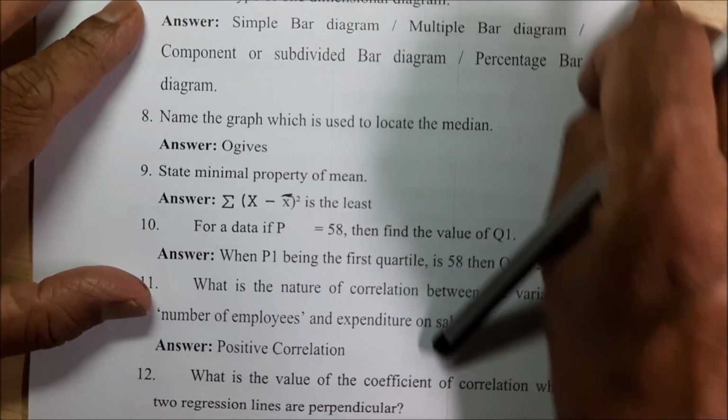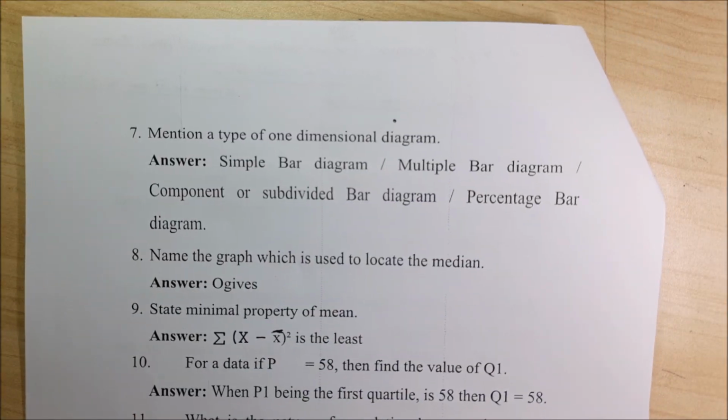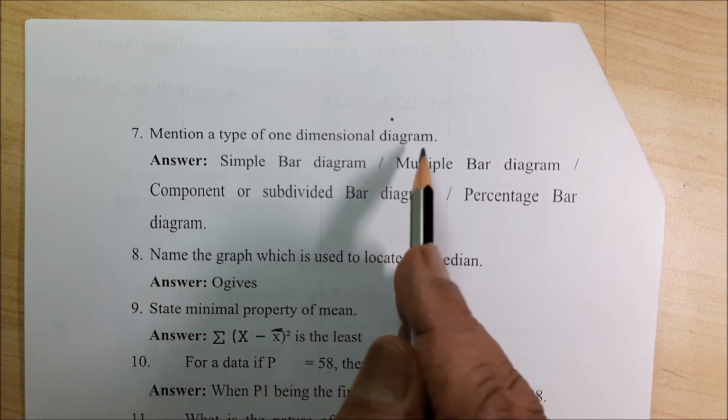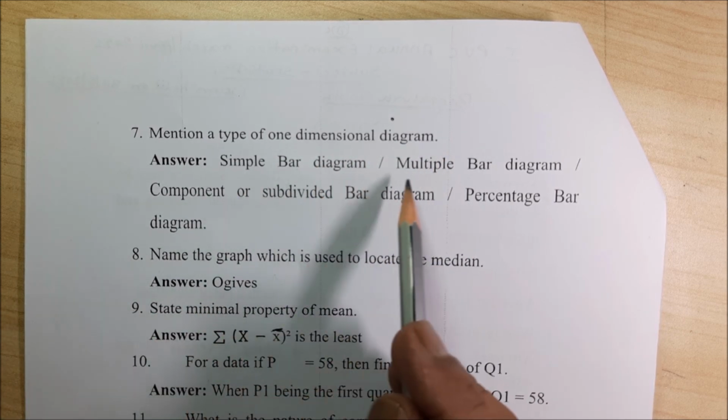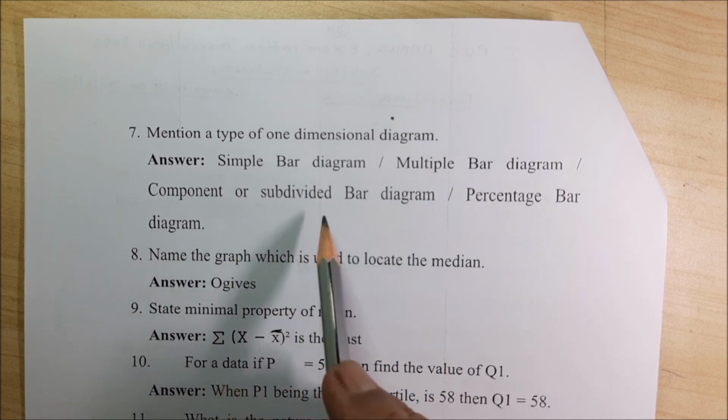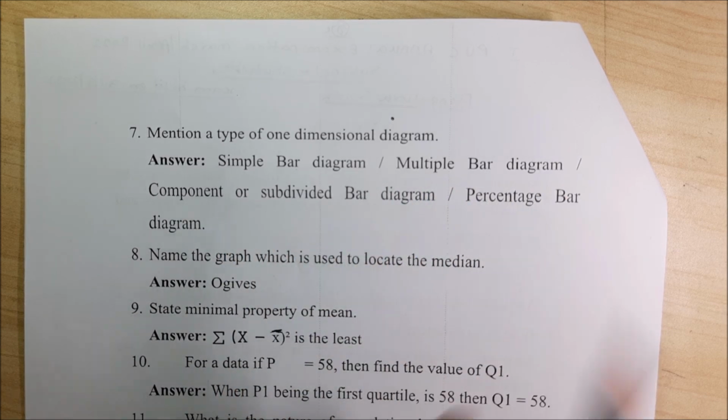Now, mention a type of one-dimensional diagram which has already been dealt with in the first paper: simple bar diagram, multiple bar diagram, component or subdivided bar diagram, percentage bar diagram.